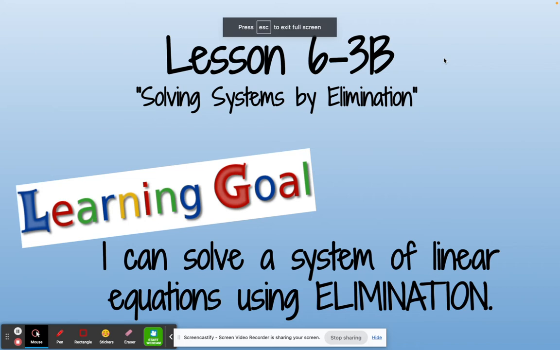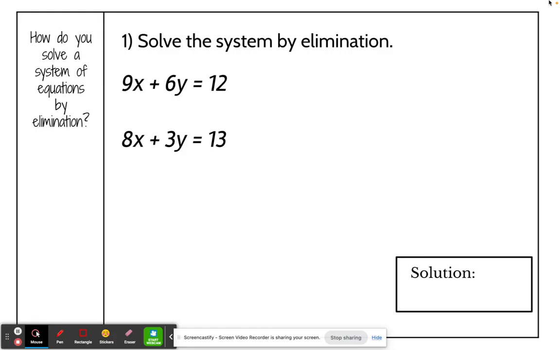Hi everyone, today we're going to be solving systems by elimination for the second day. Our goal is still to solve a system of linear equations using elimination. Okay, so just remember, how do we solve by elimination?